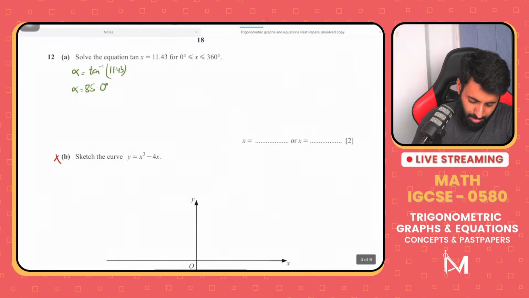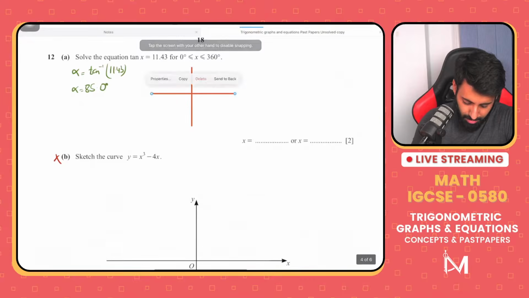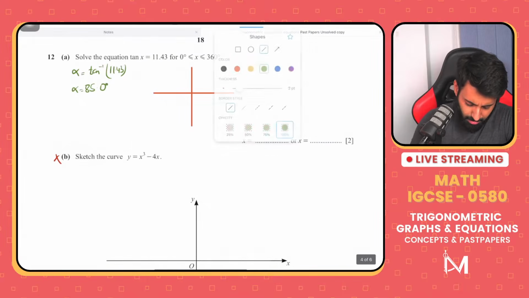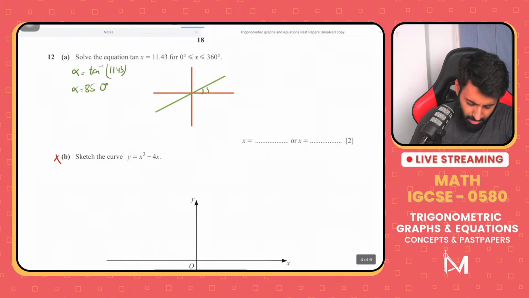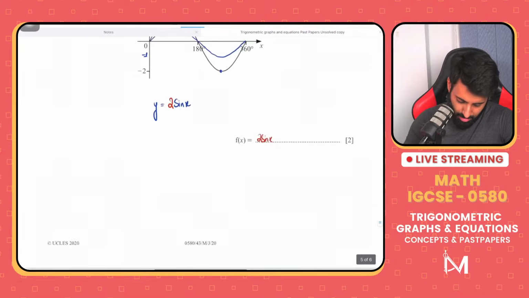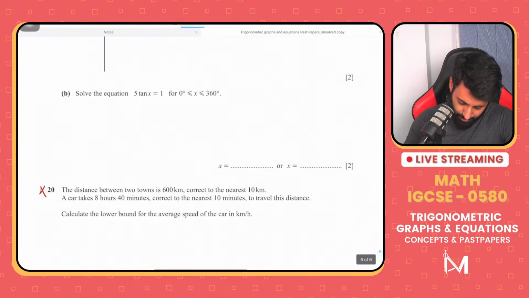Now, because it's positive, that means it could be in the first or it could be in the third quadrant, very similar to the previous question. So that means it could be 85 degrees over here or 85.0 here. So one value of x would be 85.0 and the other value of x would be 180 plus 85, which is equal to 265. And yep, that is correct. Good job.